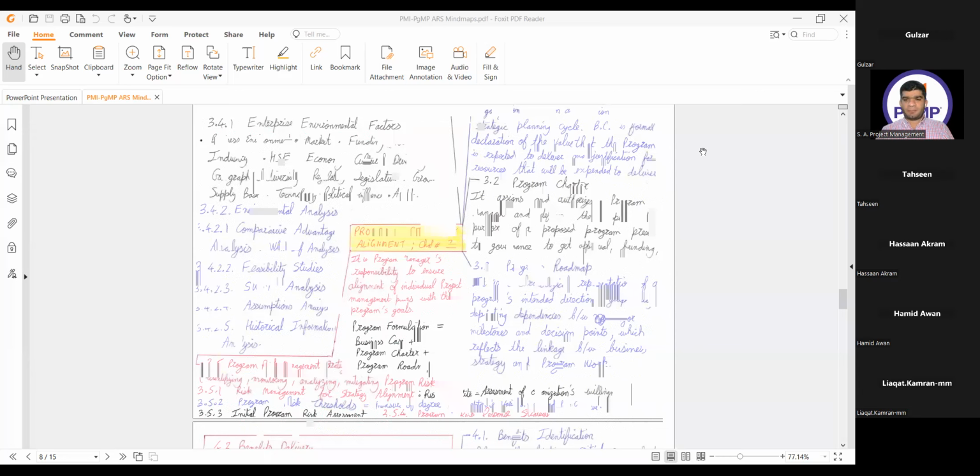In the program risk management strategy, the first step is to identify, monitor, analyze, and mitigate program risk, making the risk mitigation measures. Then we have risk management for strategy alignment.